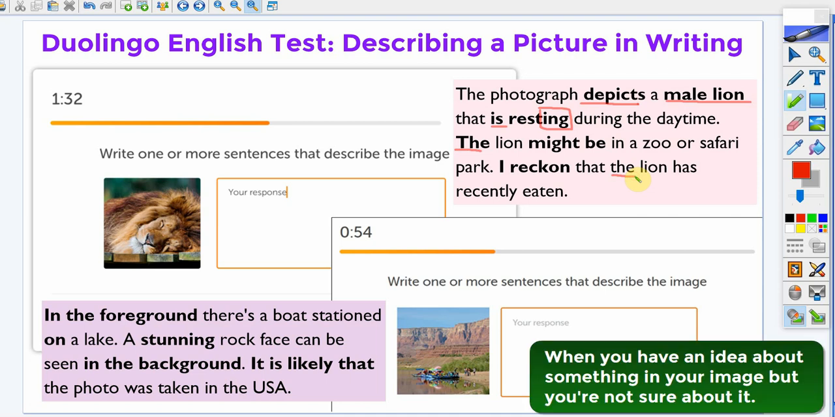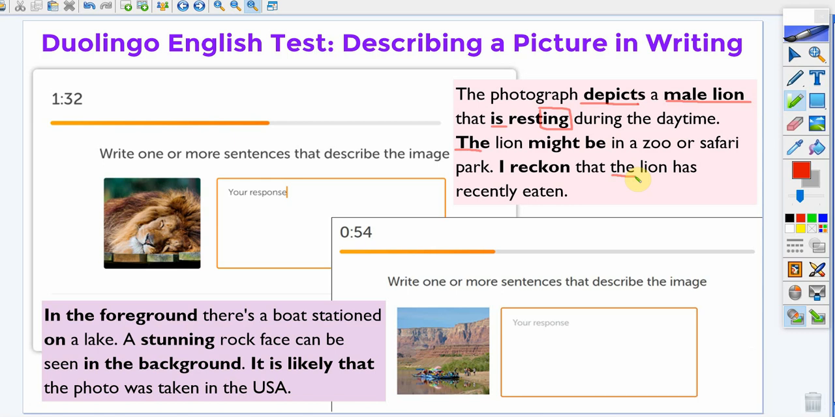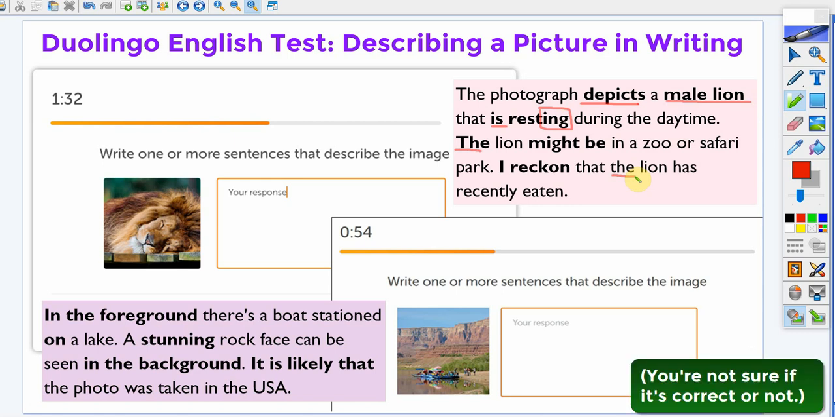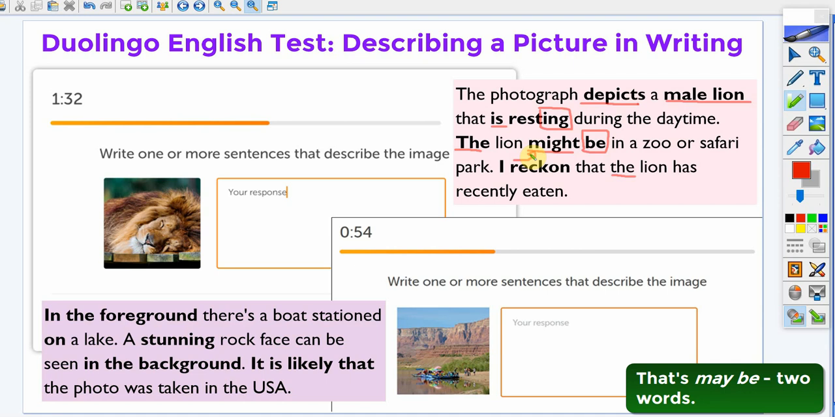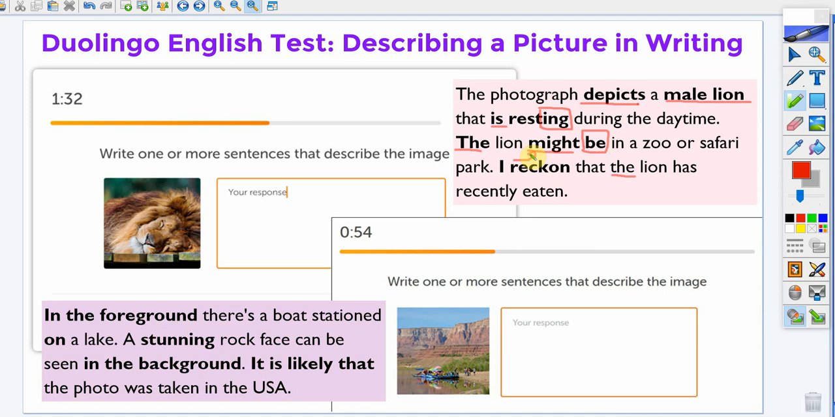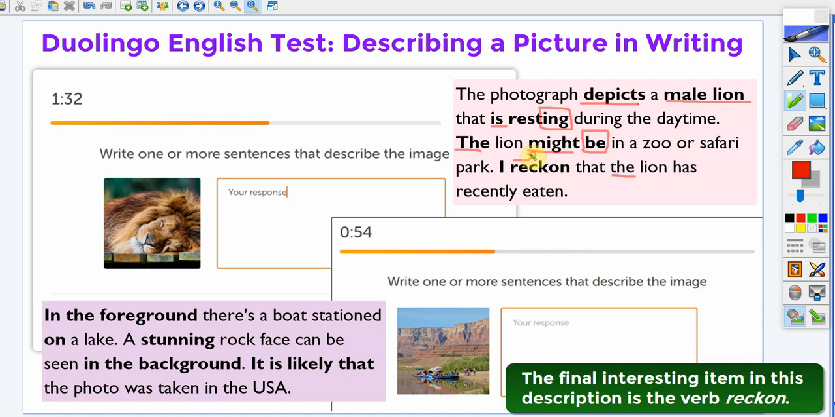When you have an idea about something in your image, but you're not sure if it's correct or not, then a good word to use is might plus infinitive verb. Here you could also use could or may. That's may be 2 words. The final interesting item in this description is the verb reckon. It's a good word to remember. It just means think.